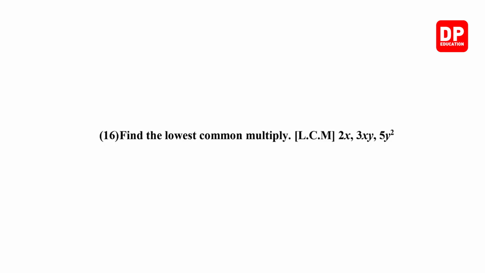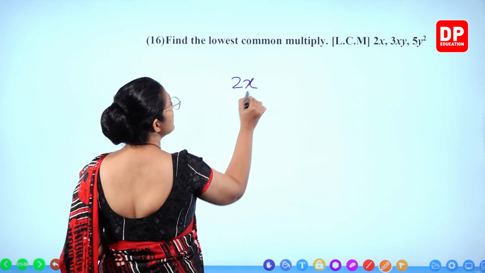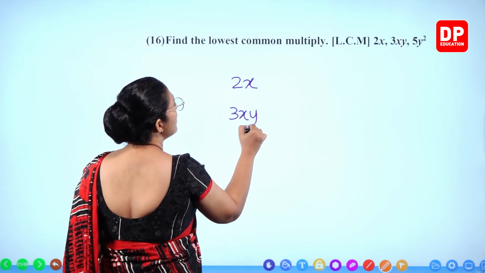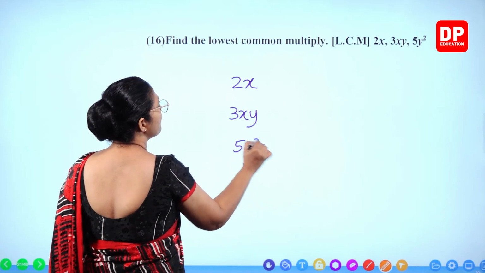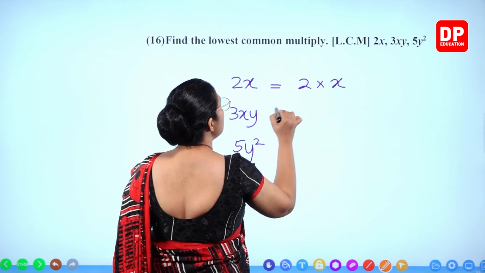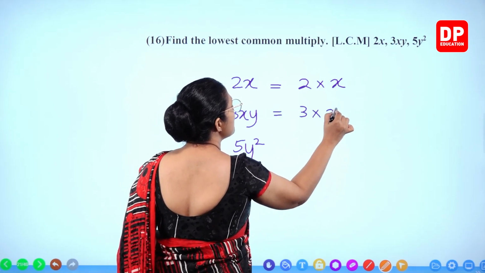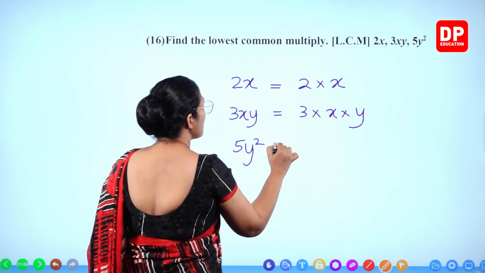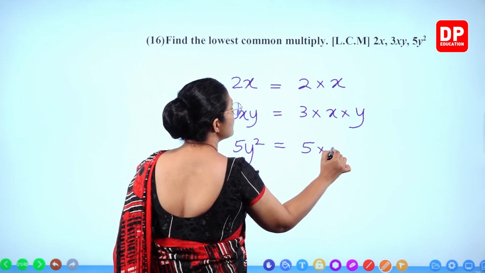Question number 16. Find the lowest common multiple of 2x, 3xy, 5y squared. What are the factors here? 2 times x. 3xy means 3 times x times y. This one is 5y squared.